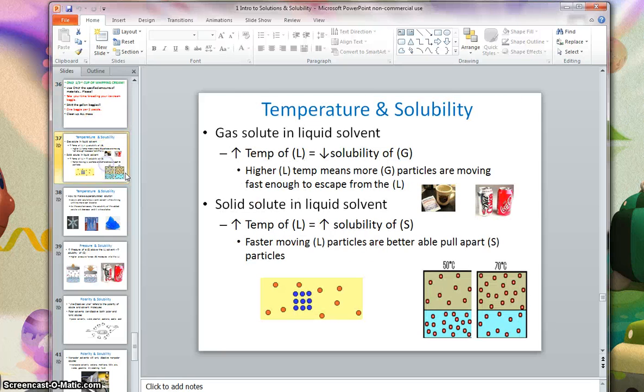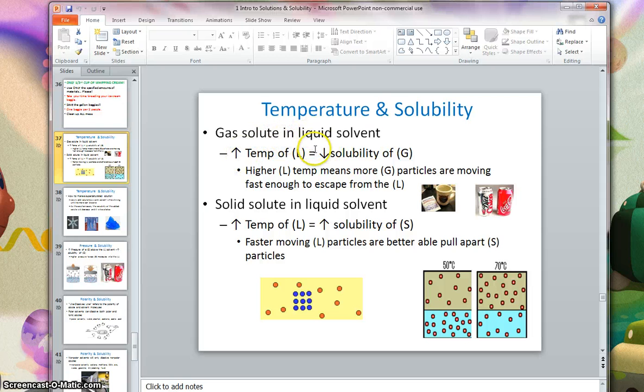The last time we went over intro to solubility, we generally talked about how temperature and pressure can affect solubility. Now we're going to go into the details. So let's do temperature first.